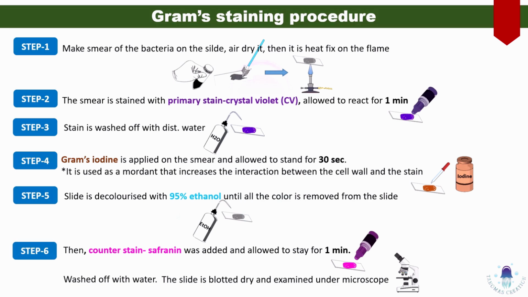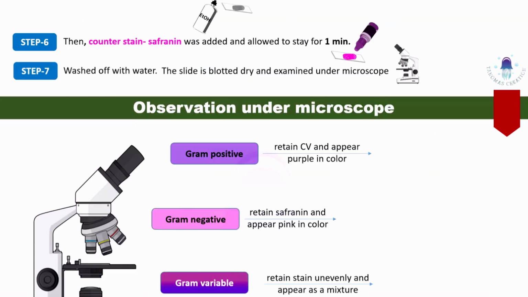After that, in step 6, the counterstain safranin is added and allowed to stay for 1 minute. In step 7, we wash off the bacterial smear on the slide with water, and then the slide is blotted dry and examined under the microscope.